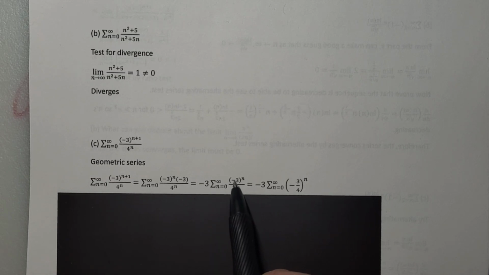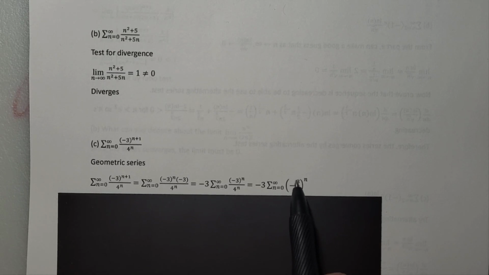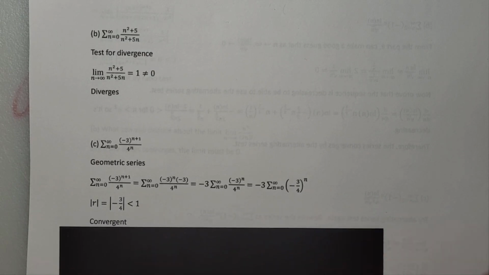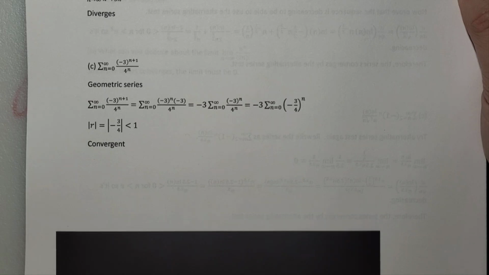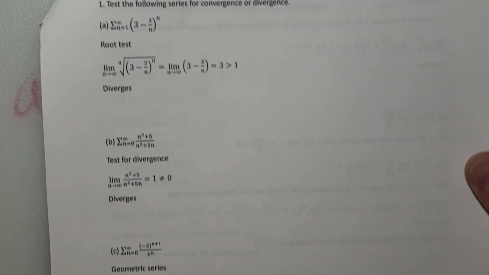Okay, and then this is to the same exponent, so I can write it as minus 3 over 4 to the n power. And for a geometric series to converge, the absolute value of the common ratio should be less than 1, which it is. So this converges. Okay, that's it for this number.